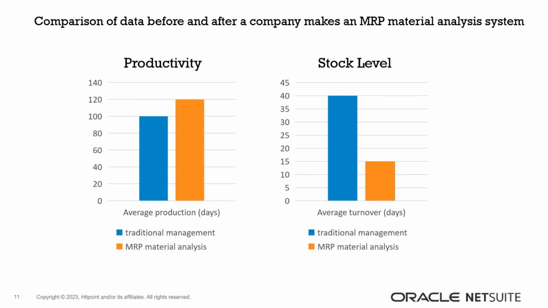Secondly, most of the enterprises need to do it. According to the statistics of other customers after doing MRP material analysis system, the average productivity is increased by 20% and the inventory level is reduced by 62.5%.